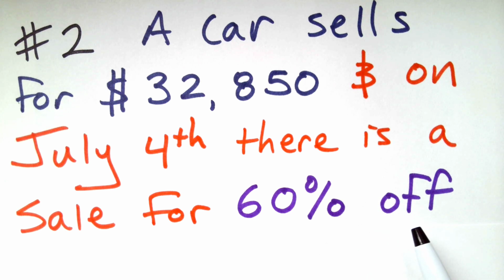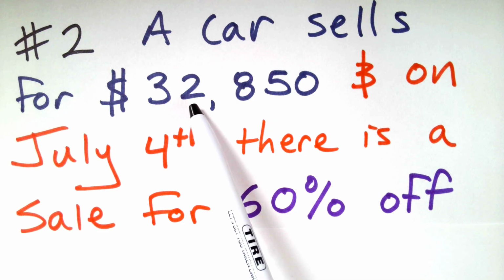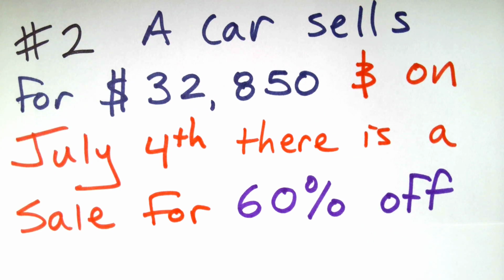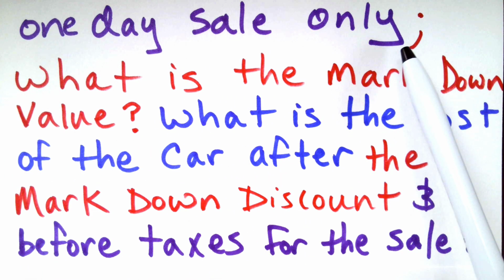Now I want to stop right there. 60% off is more than 50% off, right? So if you cut this value in half, two goes into 3 one time, 2 goes into 12, 6 times, so 16,000. So 50% would be around 16,000. 60% should be more than that. That's a way in these real world problems you can check your answers to see if you're on the right track.